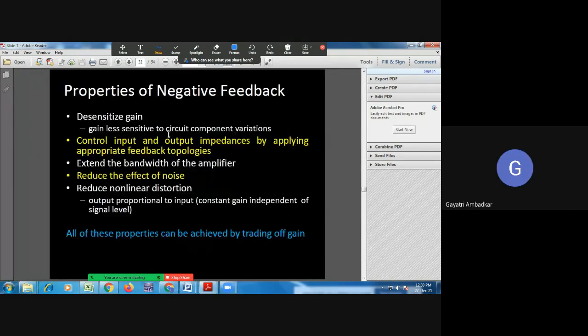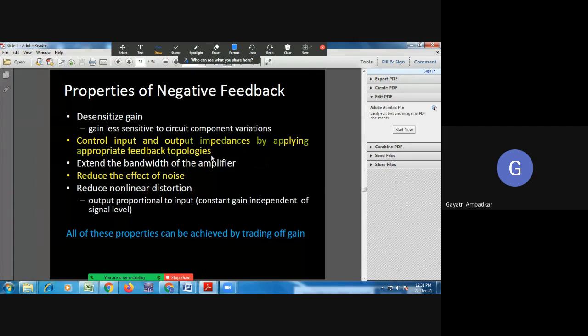So I told you the advantages of negative feedback amplifier. It is mentioned desensitized gain. Gain is less sensitive to circuit component variation. Changes in the circuit components, changes in the temperature, all these factors are going to affect the gain, but these are reduced in case of feedback amplifier. Control input and output impedances by applying appropriate feedback topology. Now this we are going to learn in detail.